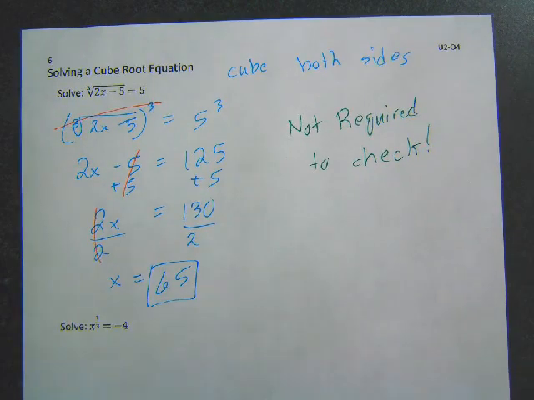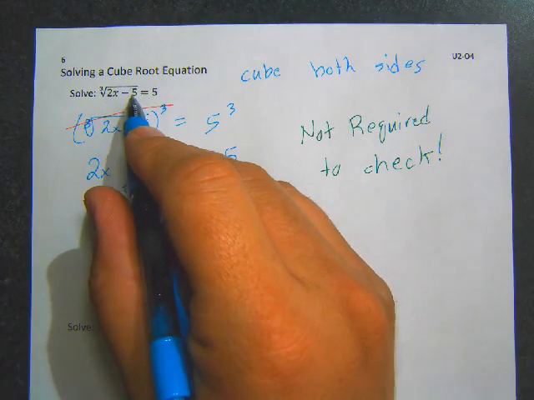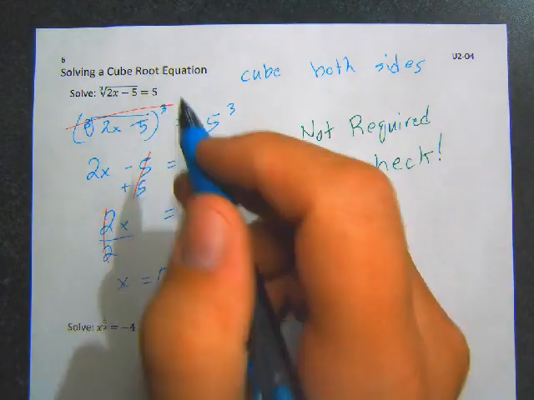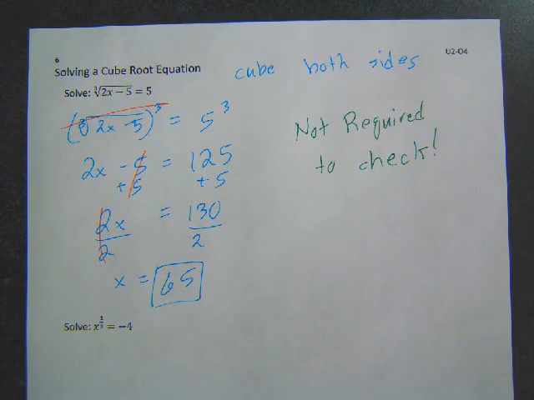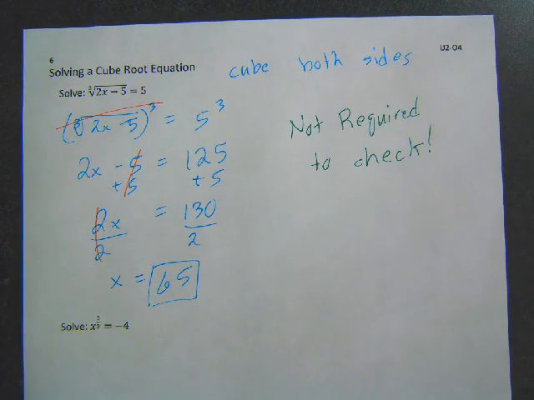If you want to, you could go back and check it. You put 65 in here. 2 times 65 is 130. Minus 5 is 125, and the cube root of 125 is 5. It does work. You can go back and check it, but we don't have to. So be ready for some cube root problems.